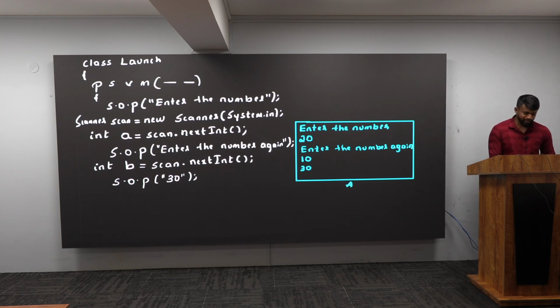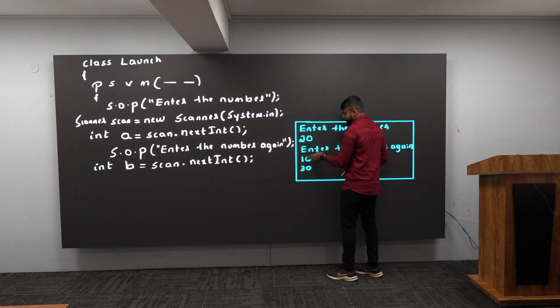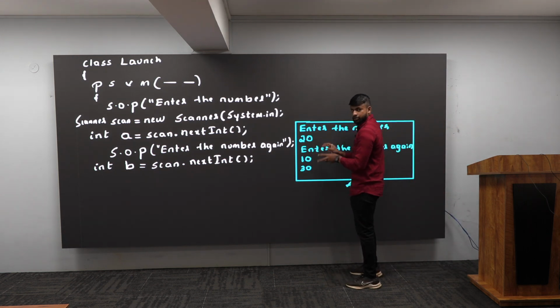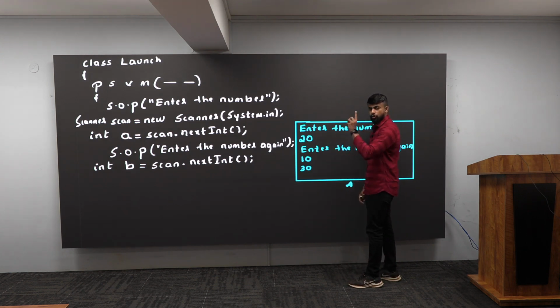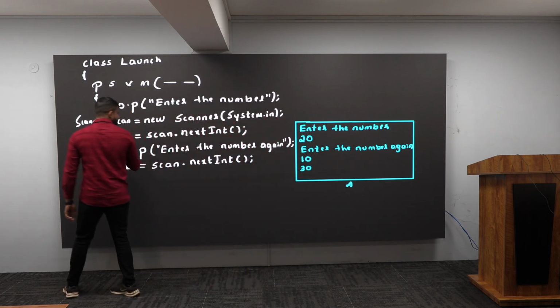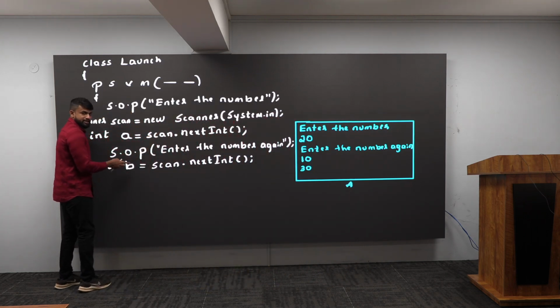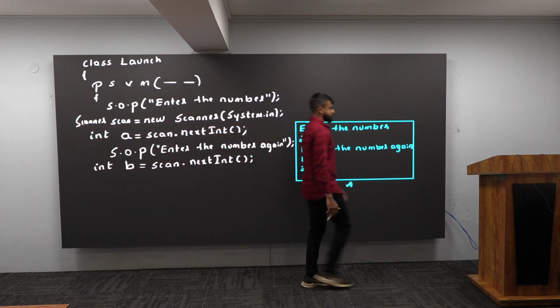Okay, sir, what should I do? Tell me. What you should do is, whatever 20 and 10 the user has entered, you should add both of those values. The question arises, how to add? Where is this 20 present? In A. Where is the 10 present? In B. You have to add both of them. How to add it? Watch it.